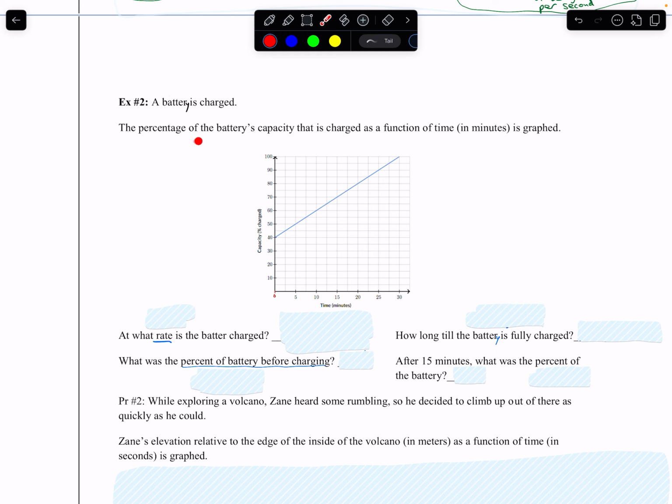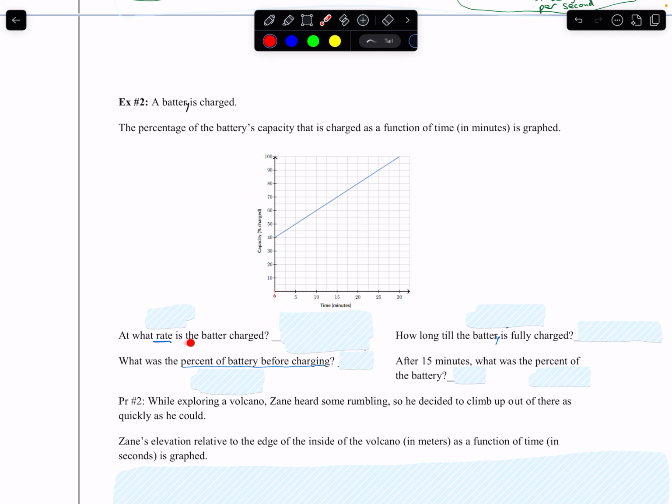So the percentage of the battery's capacity that is charged as a function of time in minutes is graphed. So we have our graph here. The x-axis is labeled. It says time in minutes, and it's important that graphs are scaled. So if you're ever making your own graph, make sure you put numbers here so I know what scale you're using. Same thing for the y-axis. It's labeled, it's the battery's capacity or percentage charged, and it's also scaled, so it goes from 0% all the way up to 100%.